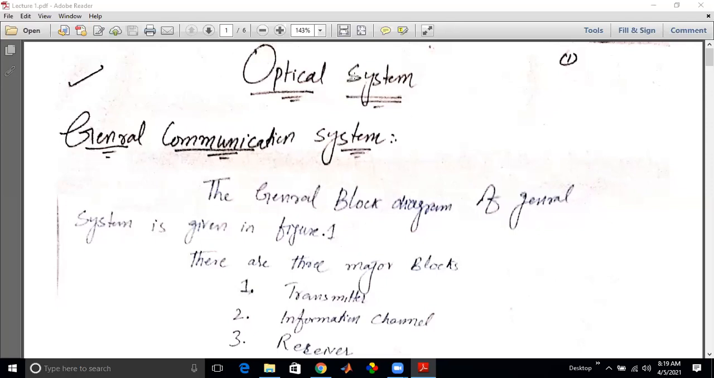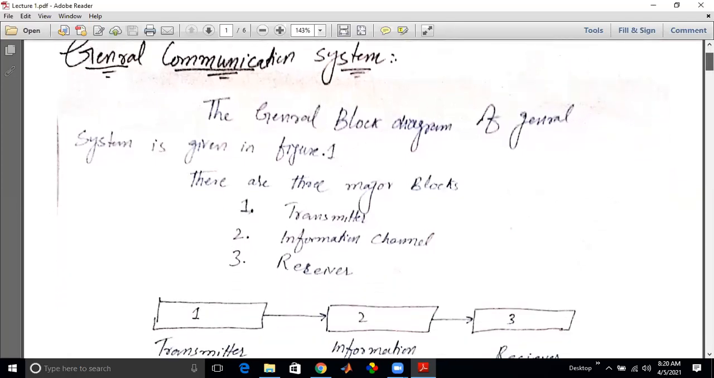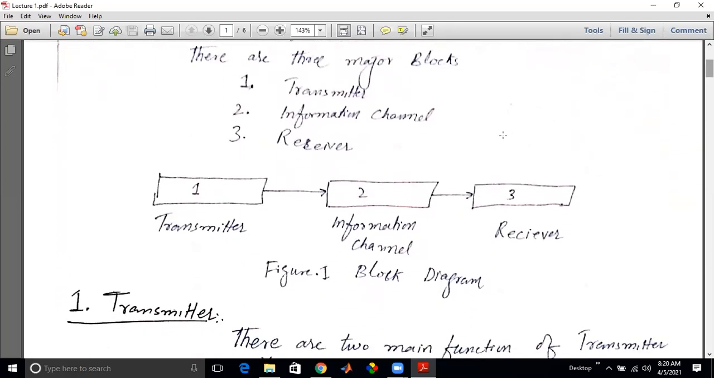to another computer, from one device to another device, from transmitter to receiver, this is called communication. And the system used for communicating the information is called a communication system. The general block diagram of a communication system is given in figure number 1. This is the given figure, the block diagram. In this block diagram, you see that there are three major blocks.